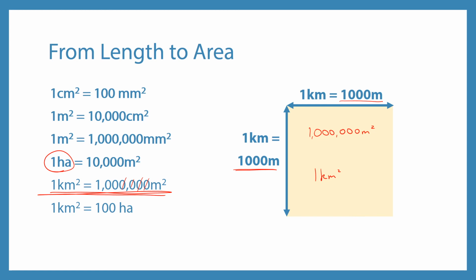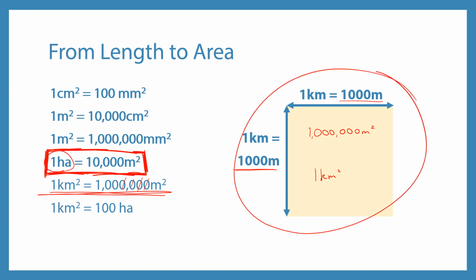So these are different units of measurement. Hopefully you've realized how we work them out so that you don't have to remember them off the top of your head, but you can work them out on your own. The only one that you have to remember off the top of your head is that 1 hectare equals 10,000 meters squared. So make sure that you remember this one. Otherwise, the rest of them you can work out using something like this.